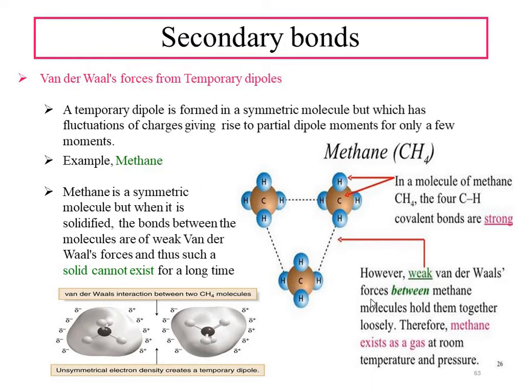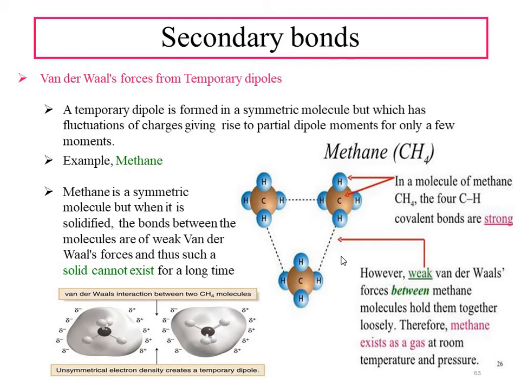However, weak van der Waals forces between methane molecules hold them together loosely. So this is the van der Waals forces, this dotted line. This dotted line just holds it in a weak manner. Therefore, methane exists as a gas at room temperature and pressure. At room temperature and pressure, it just exists as a gas. It cannot exist as a liquid.